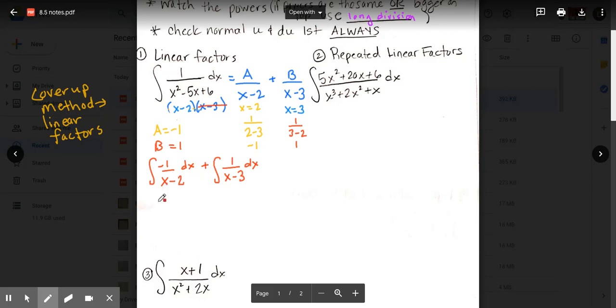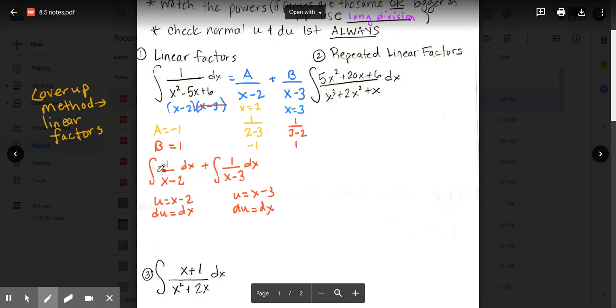So now you integrate. You're making u the denominators, and your du's or dx's, there's nothing that you need to put in. Same method for both of these.